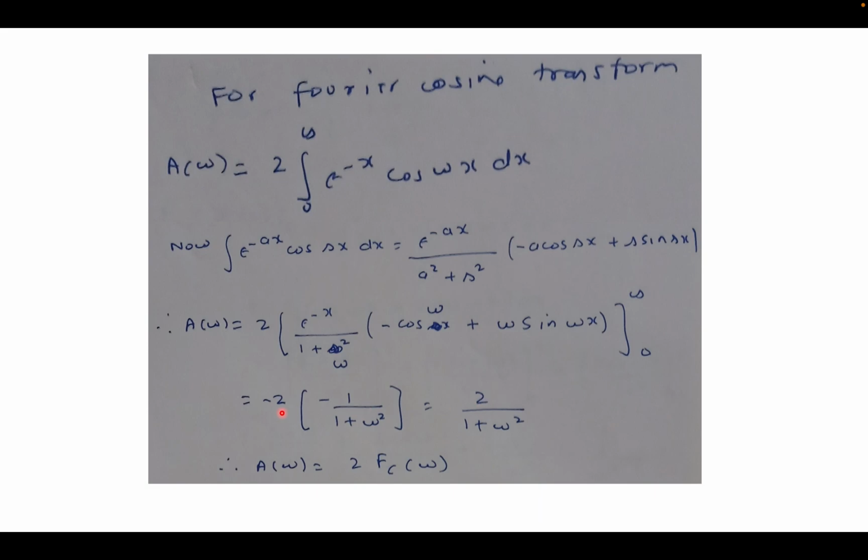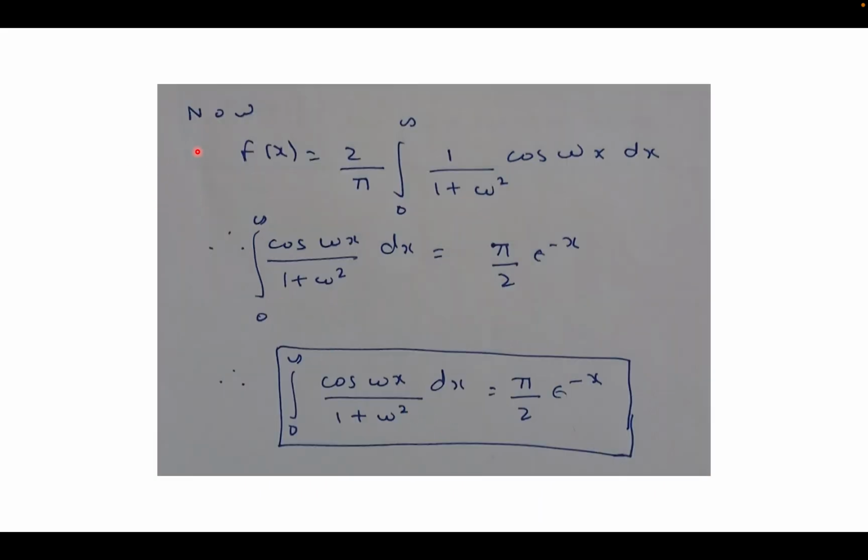Now also if you recall, A omega can be represented as 2 times Fc omega, where Fc omega is nothing but the Fourier cosine transform of the given function. So basically now I know what A of omega is. A of omega is 2 upon 1 plus omega square, right? So now you can again use the following property where you can back calculate.